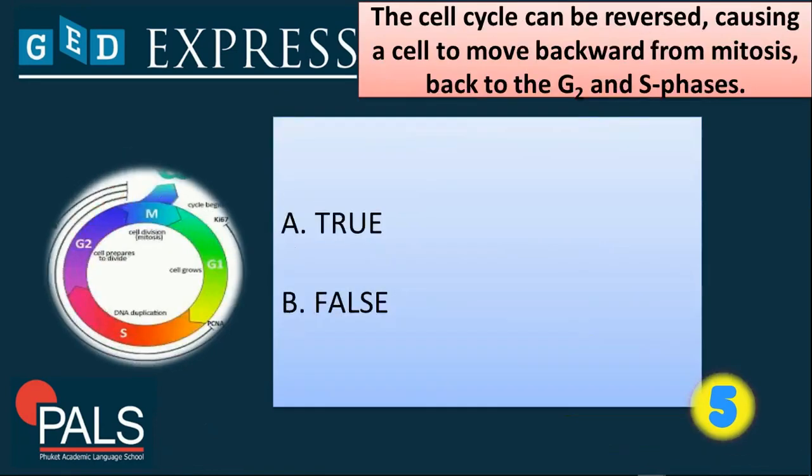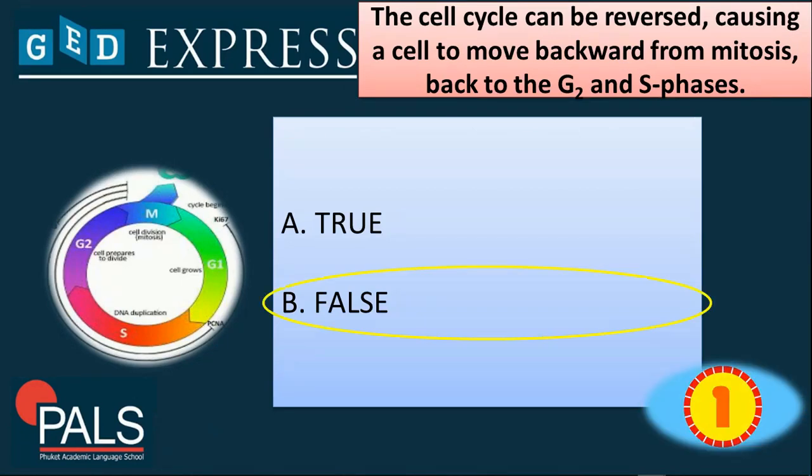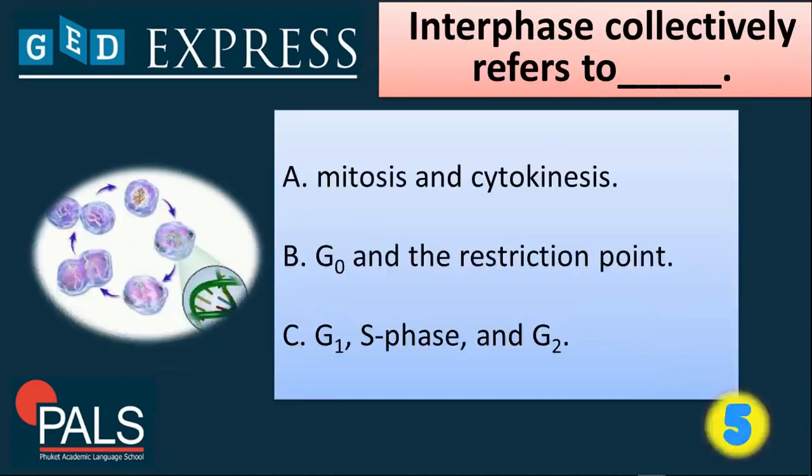How about this question? The cell cycle can be reversed, causing a cell to move backwards from mitosis back to the G2 and S phase. The answer is false because it follows a unique path. That means it should always start from primary growth to the synthesis to the secondary growth, and then after that we have mitosis.